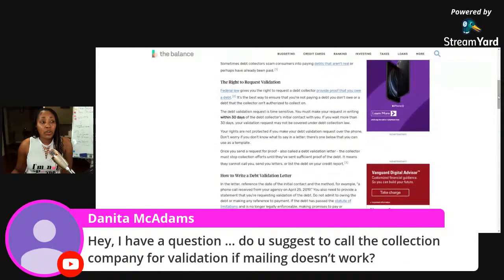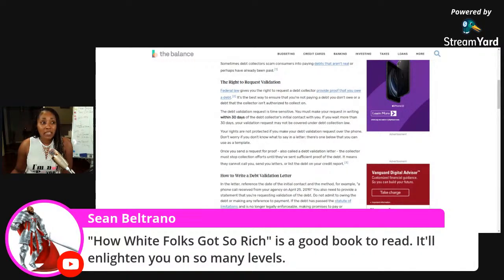So this article from The Balance says you have the right to request validation. Federal law gives you the right, federal law, to request a debt collector to provide proof that you owe a debt. How many times have you all heard people say, if I just pay $5 to this debt collector, it might be a Mississippi thing, right? If I pay $5 to this debt collector, they won't garnish my check. Well, sometimes you don't have to pay them anything because they don't have proper validation.